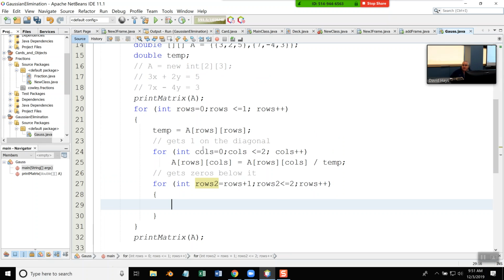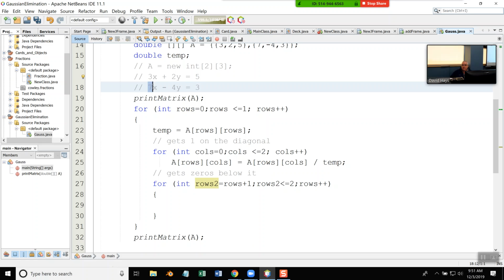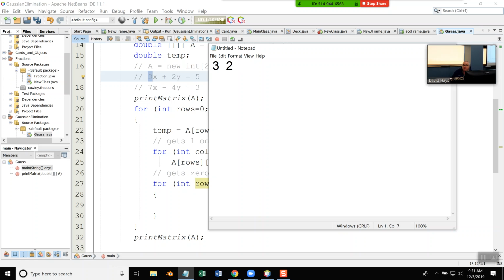And so then at that point, it's always the same. So like if I have a 1 here, I'm going to take -1 times this number and multiply it times this number. Okay, let me think this through. Let's see. If I have 3, 2, 5, 7, -4, 3, divide everything by 3, and we get 1, 2/3, 5/3, 7, -4, 3. So our step would be to take -1 times the 7 and add it to the 1.